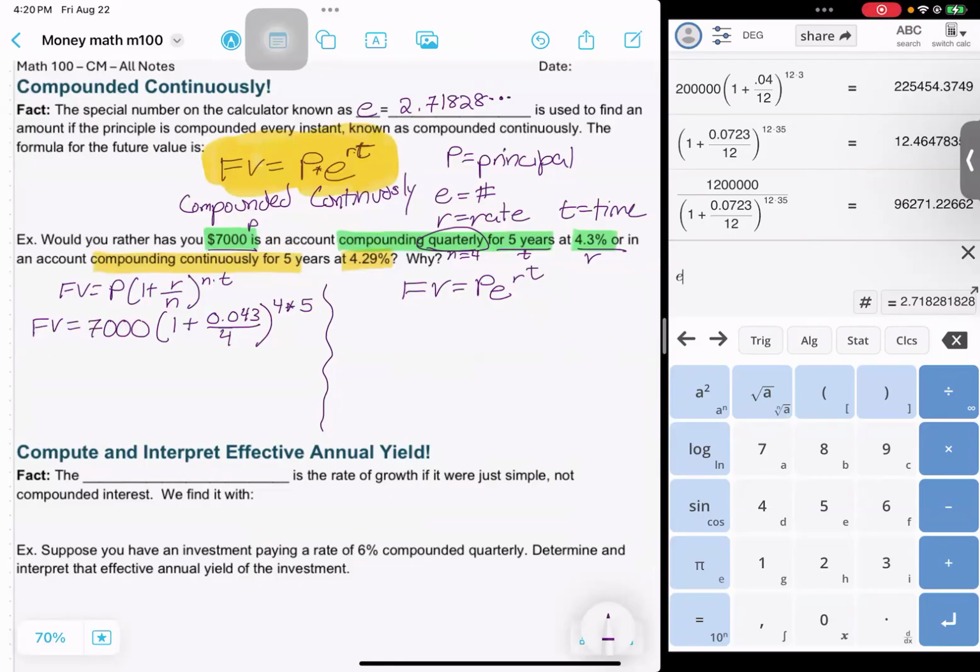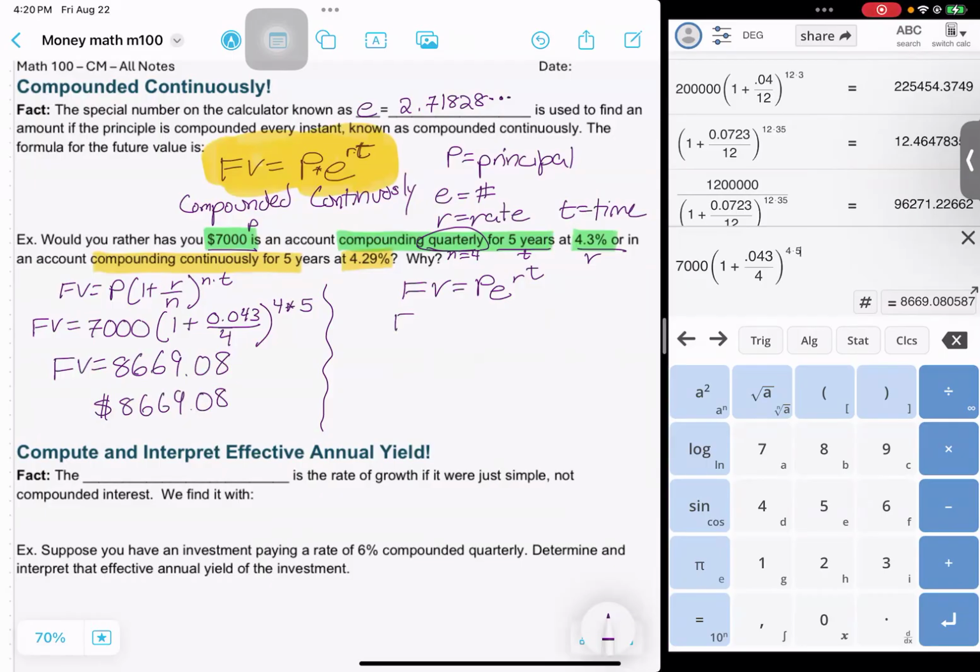Okay. And I'm going to plug that into the calculator: 7,000 times (1 plus 0.043 divided by 4), exponent 4 times 5. And we have a future value of $8,669.08. Okay, that's compounding quarterly.